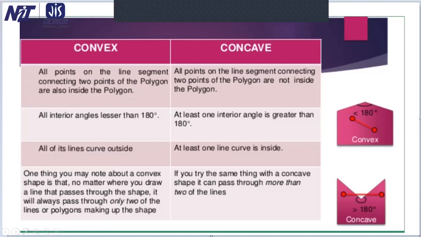As we can see in the diagram of the concave polygon, there is at least one curve present inside. One thing that we might note about a convex shape is that no matter where you draw a line that passes through the shape, it will always pass through only two of the lines making up the shape. Whereas in the case of a concave polygon, if we try the same thing, it can pass through more than two of the lines.